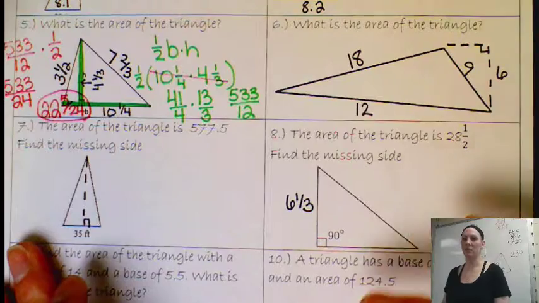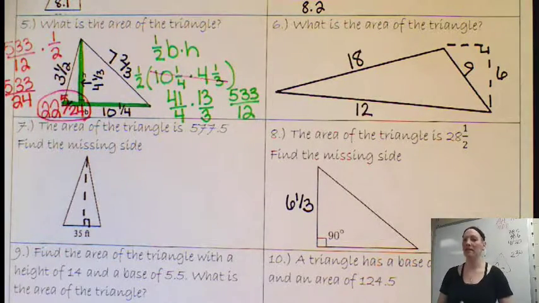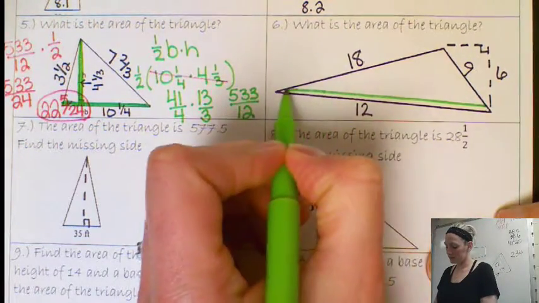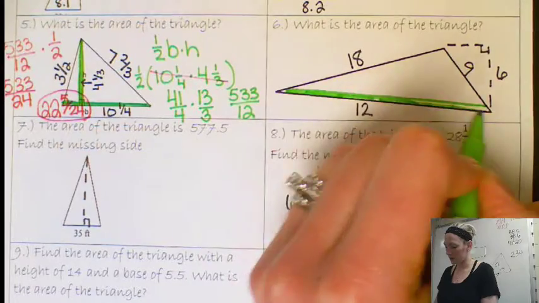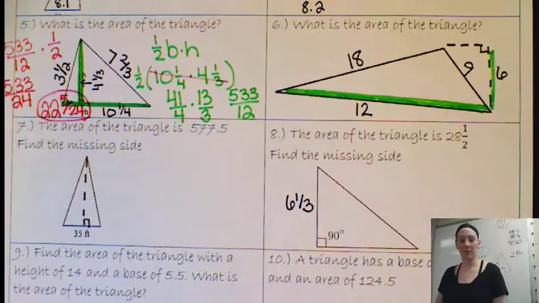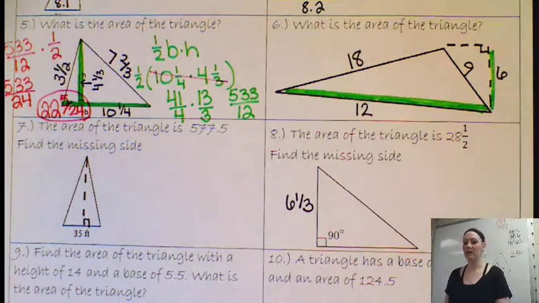Hopefully you are getting to the point where you can start picking out the base and the height. So why don't you think really quick which one's the base and which one's the height? Got it? I am going with 12 as my base, right here, and 6 is my height. Good with that? 12 is my base, 6 is my height.